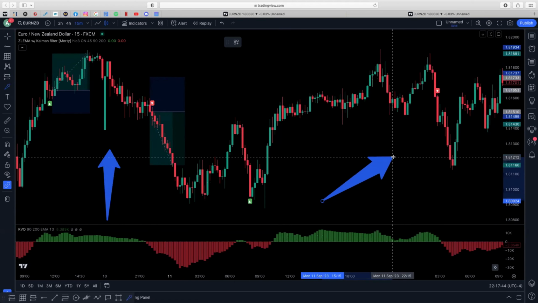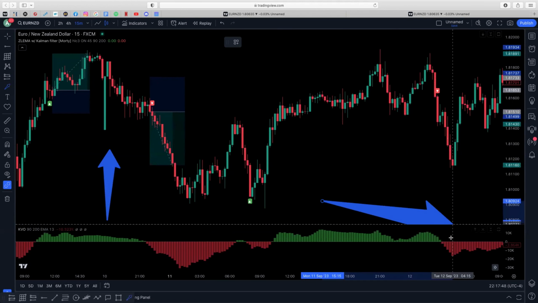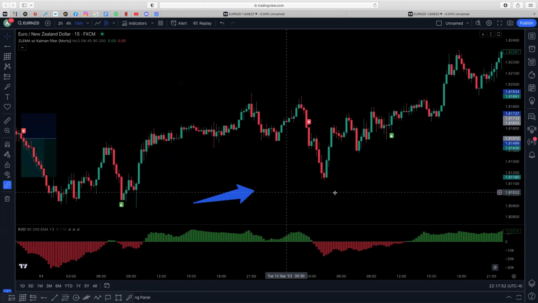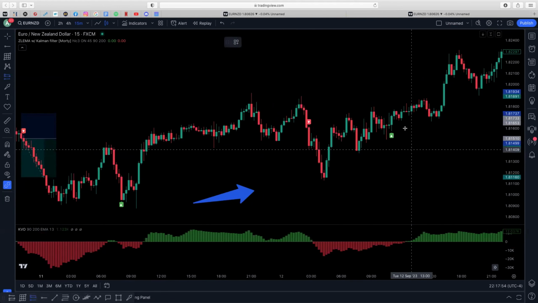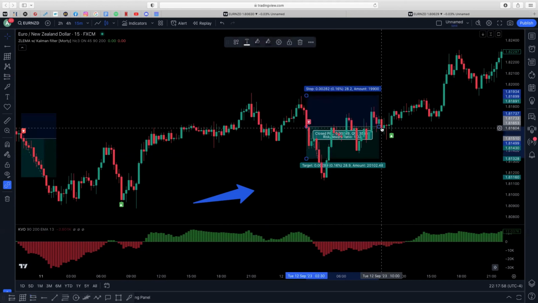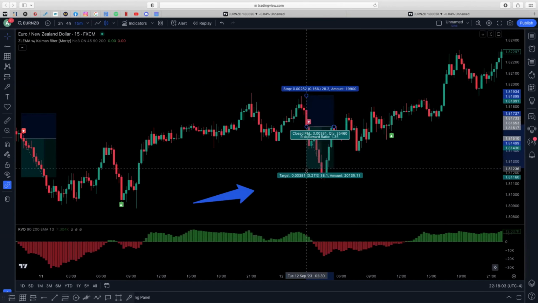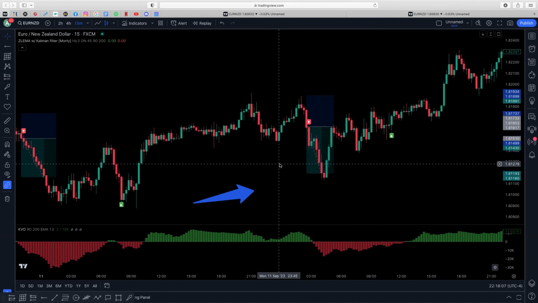However, let's look at an instance where we have a green, we have a red, and it matches with the KVO. So every time that they agree, you have a 100% win rate. And that is why I said this strategy over here is going to change your life. We have a 1.5 and you just keep winning over and over.